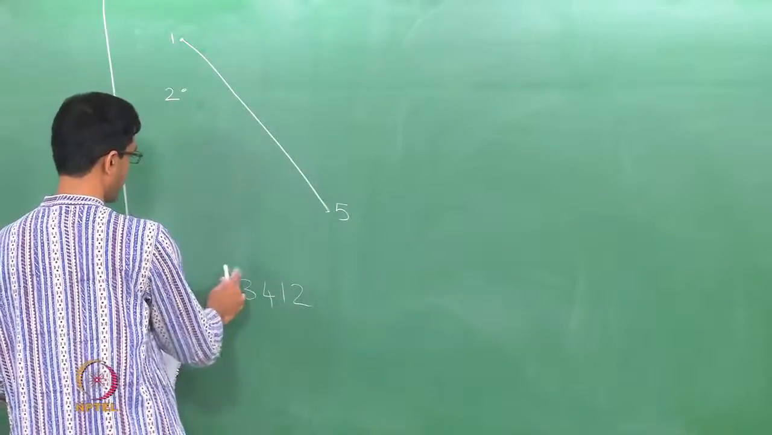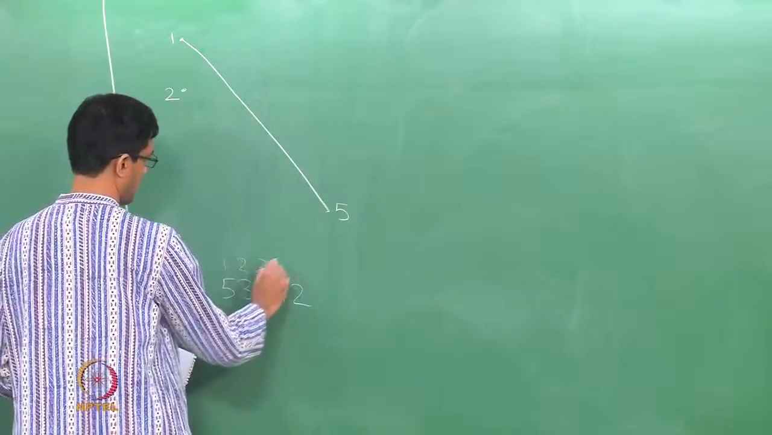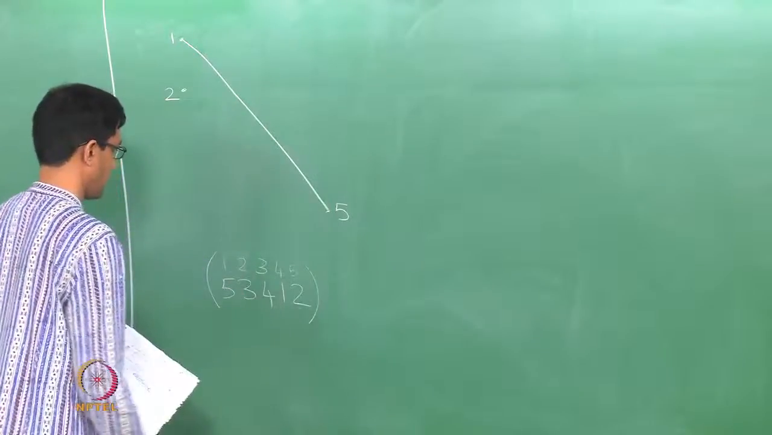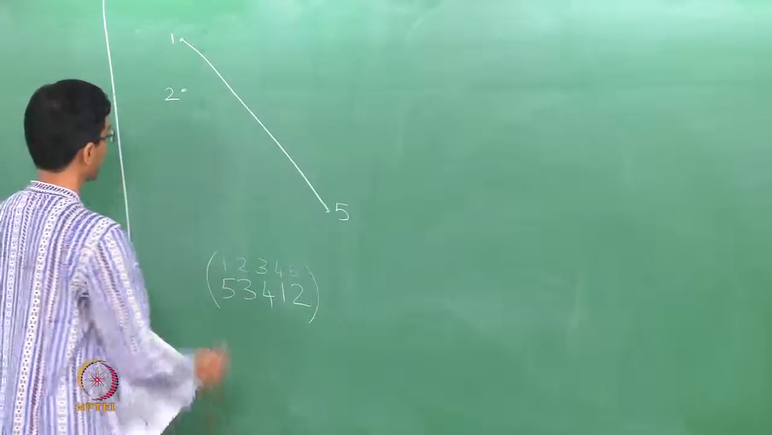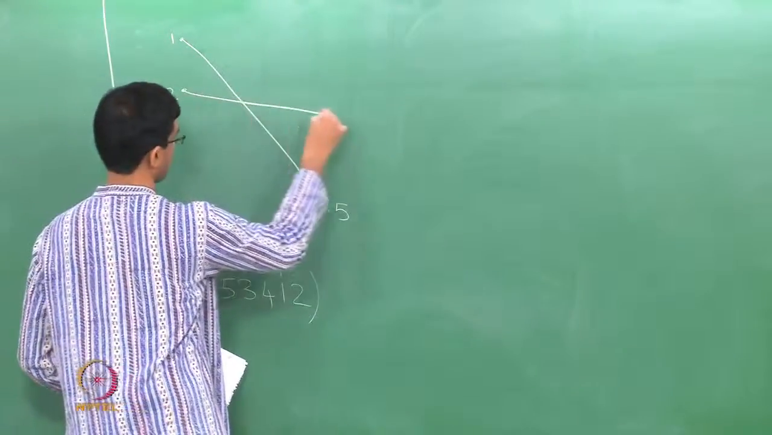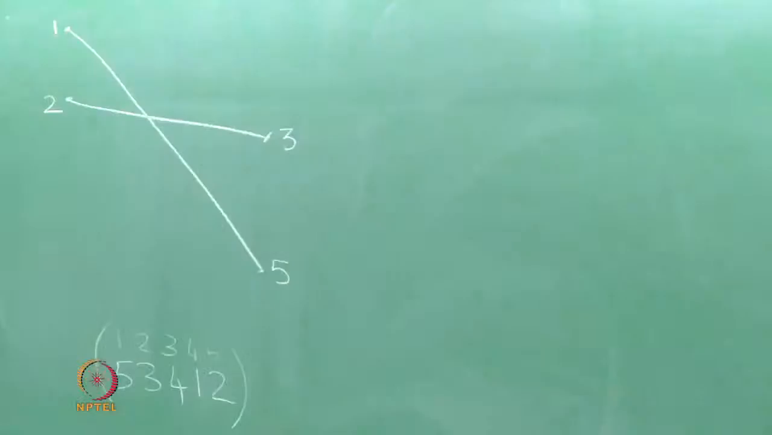So remember, in 2-line notation this means 1 maps to 5, 2 maps to 3, right. So this is basically the permutation. So 1 goes to 5 and 2 goes to 3, so 2 maps to 3, okay. So that's the diagram.